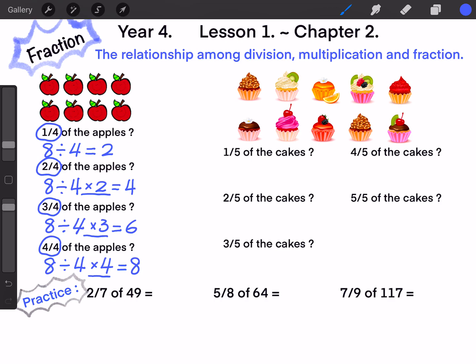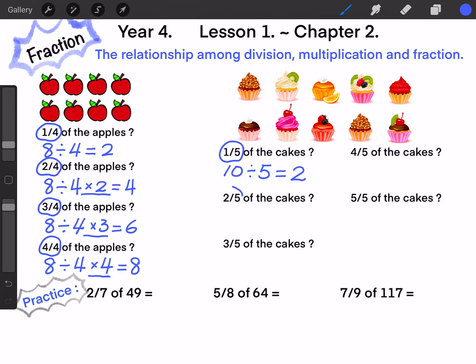Second example, there are 10 beautiful cupcakes. What's 1/5 of the cakes? 1/5 of the cakes means we divide 10 cakes into 5 equal groups. So in each group, there are 2 cakes. So 1/5 of the cakes equals 2 cakes.